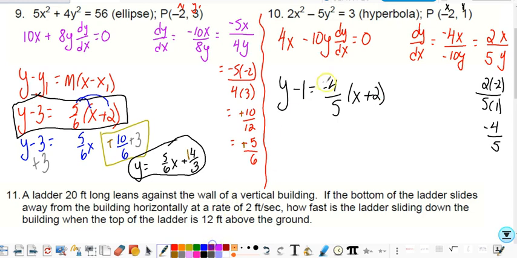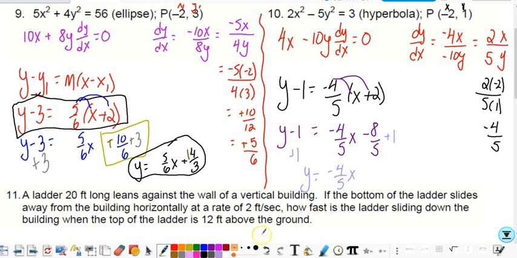Just for more practice, I could distribute the slope. Add my 1. So y equals negative 4/5 x. I'm going to make 1 into 5/5. Negative 8 plus 5 is negative 3/5. So those were all just plain find the derivative, use it for slopes, and so on.